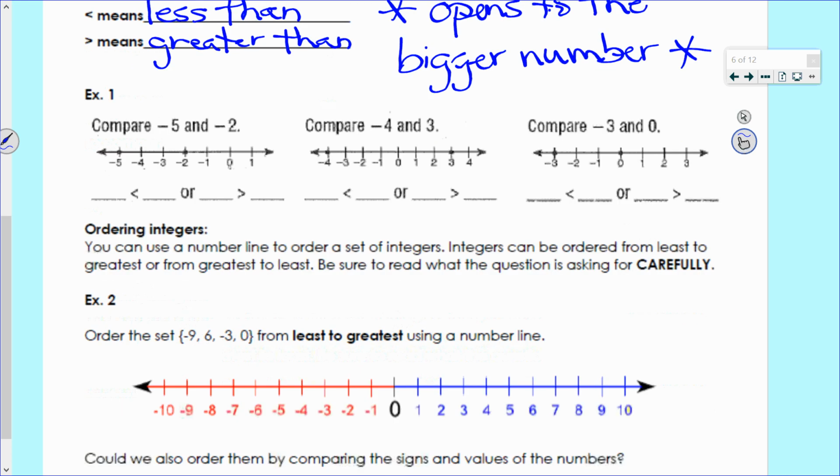Now, if I'm given two numbers, there are two different ways I could write them in a comparison. So you have to pay attention, especially if you're given something, as far as how to compare them. So if I compare -5 and -2, that first sign here means what? Less than. So if I see the less than, what number goes first? -5. -5 is less than -2. Why? Because it's further left on the number line.